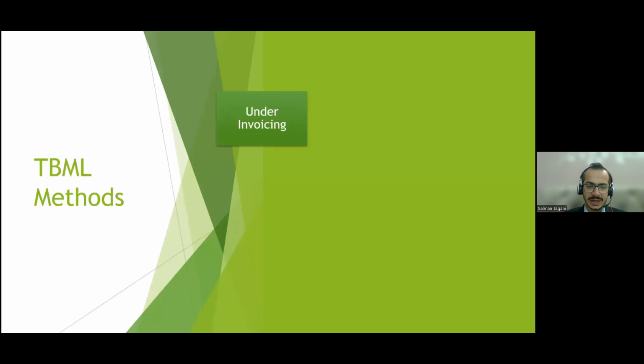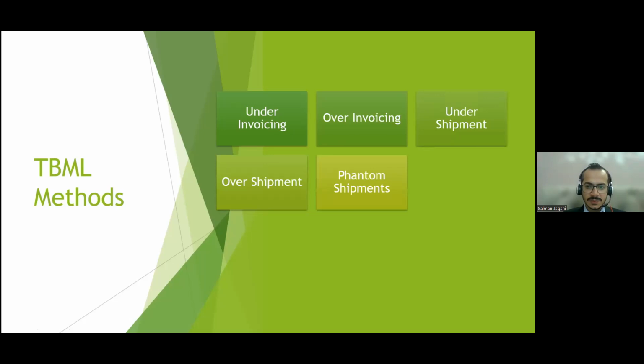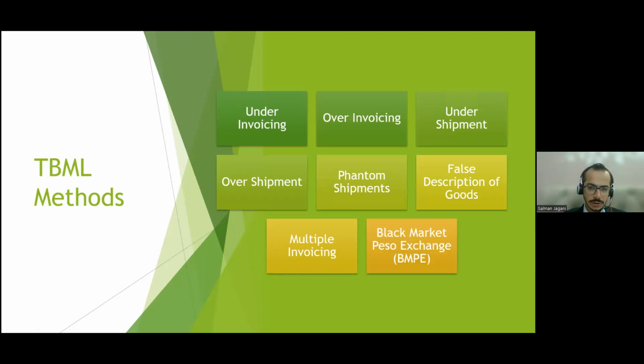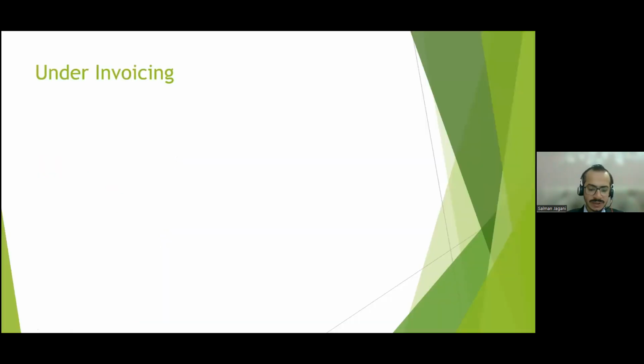So then we have the TBML methods. We have under-invoicing, over-invoicing, under-shipment, over-shipment, phantom shipments, false description of goods, multiple invoicing, and black market peso exchange, which is not covered here, but is a very good way of laundering money. I would just like to describe these in detail and give you an example. So now, what is under-invoicing?